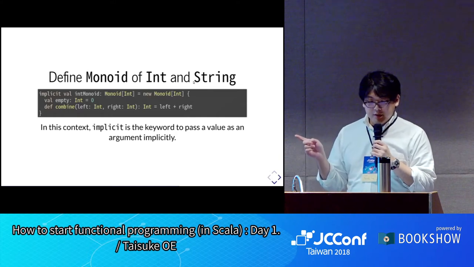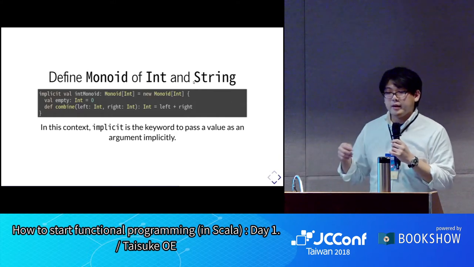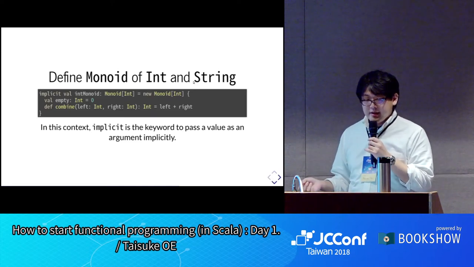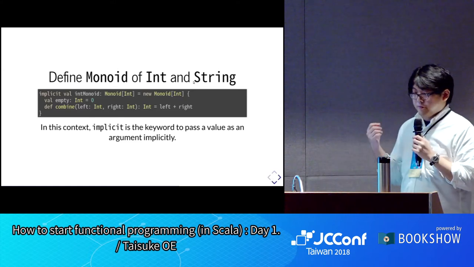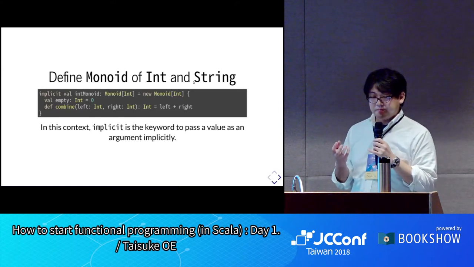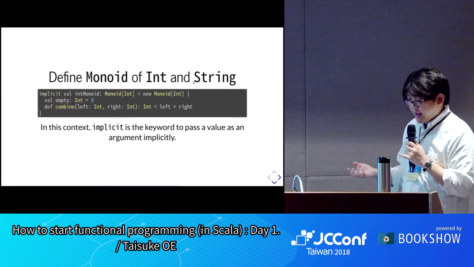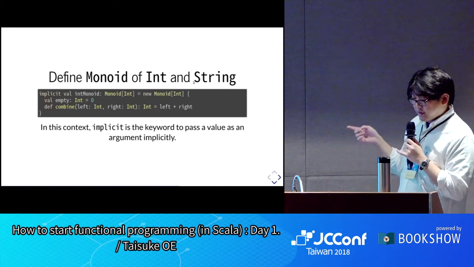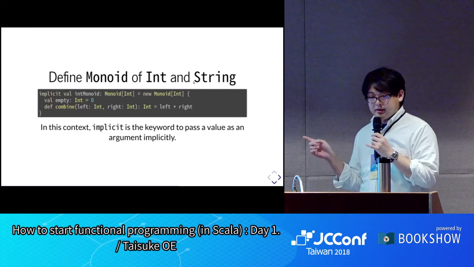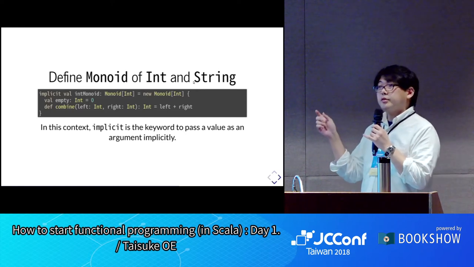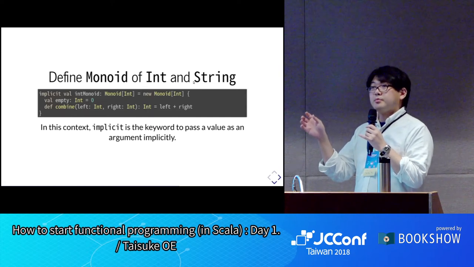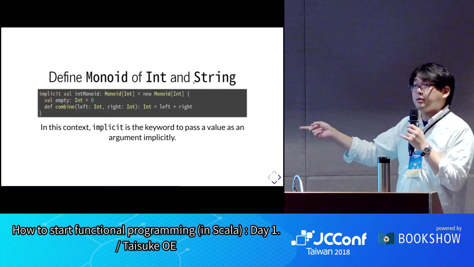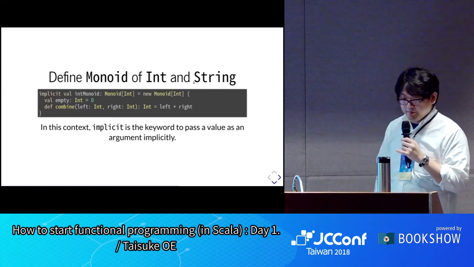Then with monoid, you can define the monoid instance for integer and string. Defining the monoid instance means defining how it behaves: what the default value of that type is, and what the binary operation of that type is. In this case, for integer, the default value would be 0, and the combine function is just summing up. Of course, if you want to multiply each other, you can change how to implement the combine method. In this case, just summing up.